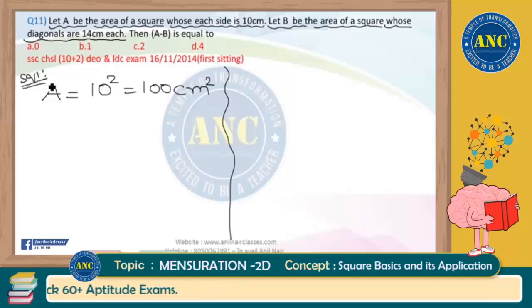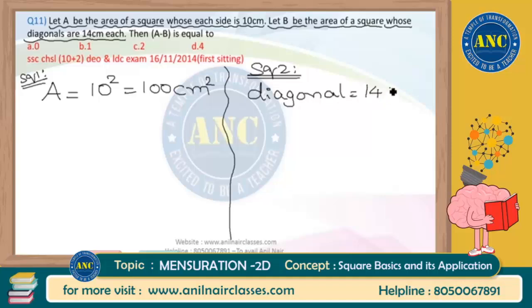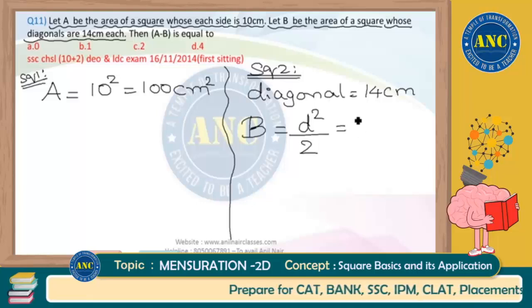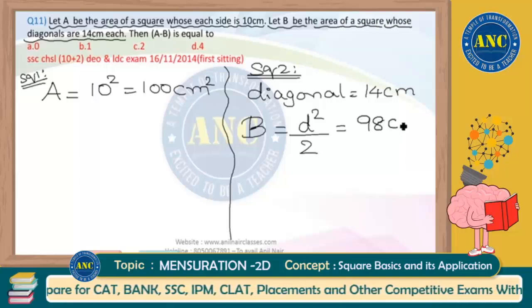This is my square 1, and I have my second square. This second square says that the diagonal of this second square is given as 14 centimeter. That means area of that square is B. It is nothing but diagonal square divided by 2. 14 square divided by 2, 196 divided by 2. It is nothing but 98 centimeter square.